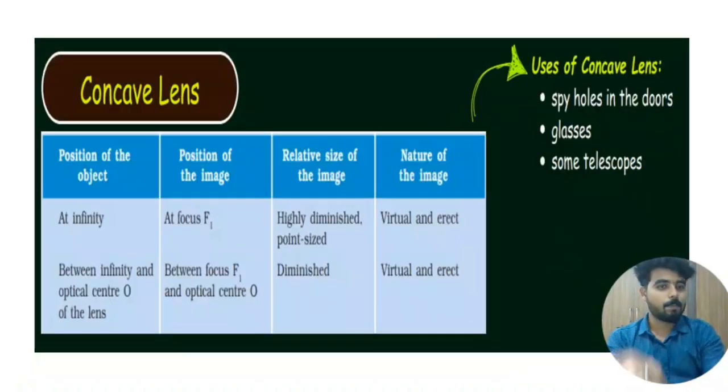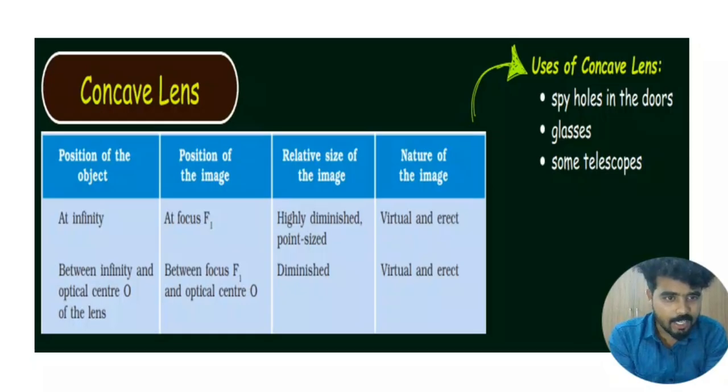Please listen to the next topic. The next topic is uses of concave lens. Now we have covered convex lens, now concave lens. We are using concave lenses in spy holes in doors, and then we are using them in glasses. The spectacles which we are using are made up of concave lens, and some telescopes and binoculars are made up of concave lens. Okay, I think everyone can understand.